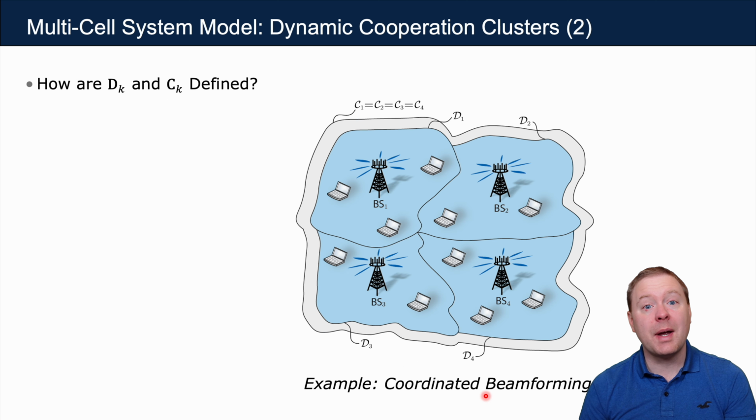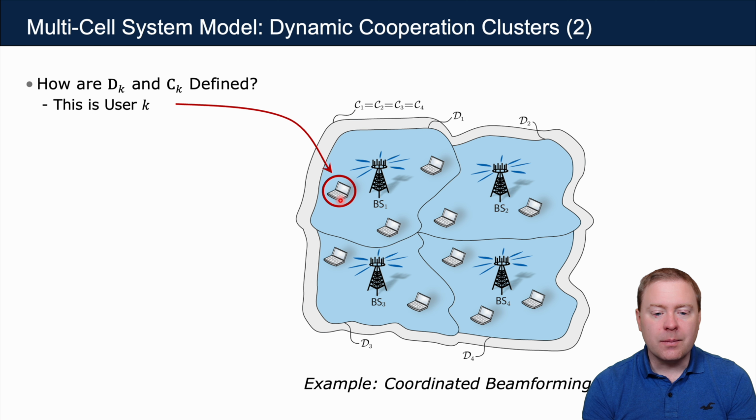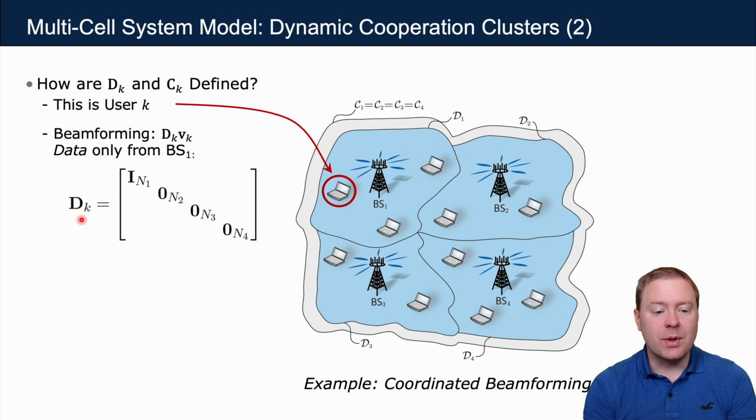I haven't described how the CK and DK matrices are defined, so let me give you an example for a coordinated beamforming scenario. So we consider one user here, that user is in the inner circle of base station 1, but not of any of the other base stations. Then its decay matrix is a block diagonal matrix containing an identity matrix for the blocks where the base stations are serving this user by sending data. So it's only the first block, and zeros for the other ones.